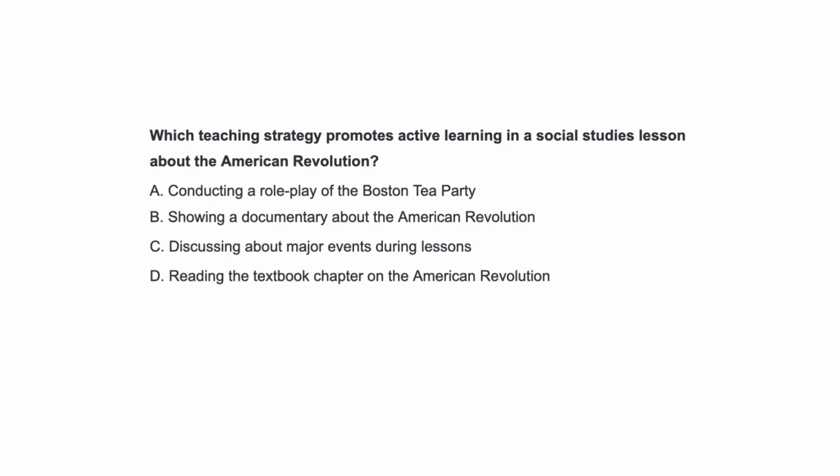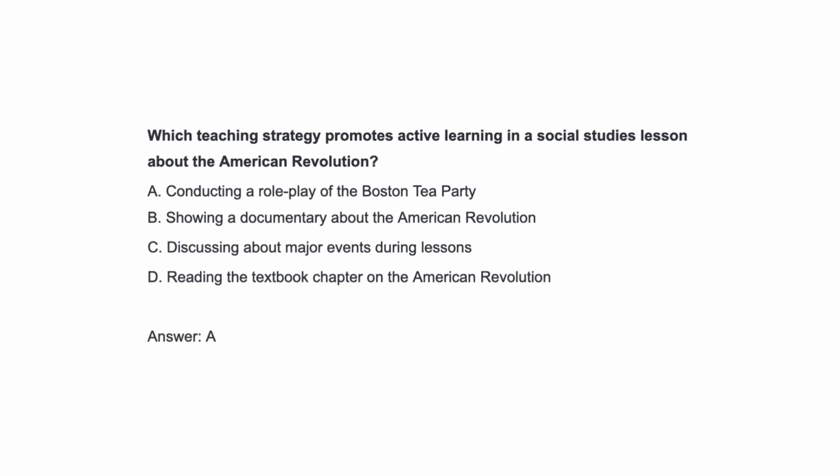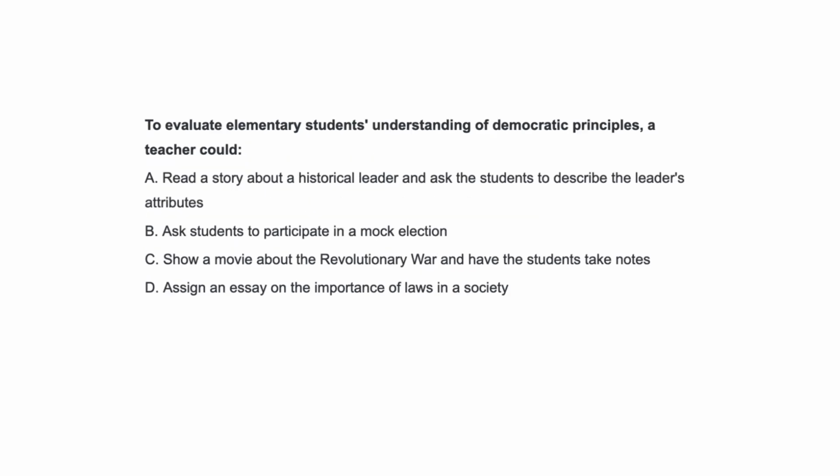Which teaching strategy promotes active learning in a social studies lesson about the American Revolution? Correct response? Letter A. Conducting a role play of the Boston Tea Party. To evaluate elementary students' understanding of democratic principles, a teacher could, correct response, letter B, ask students to participate in a mock election.